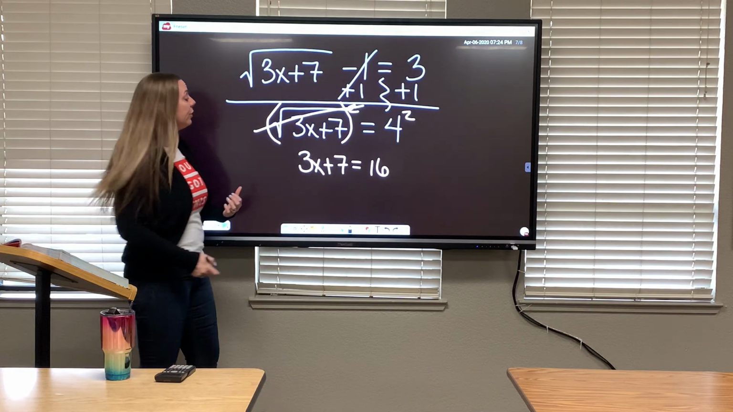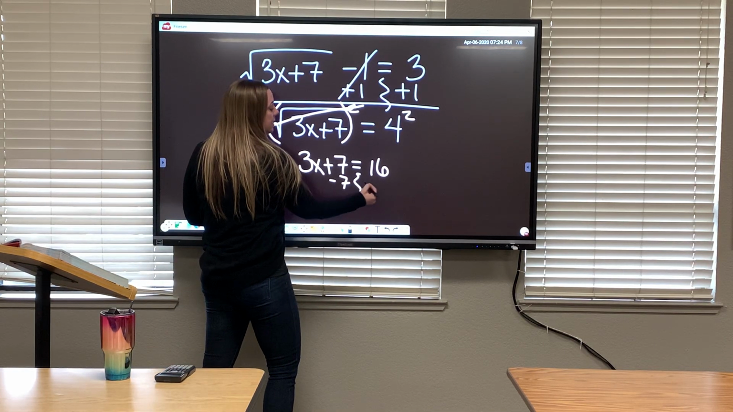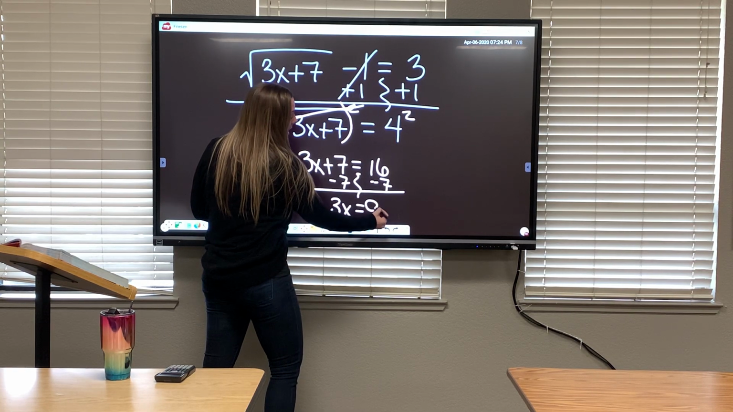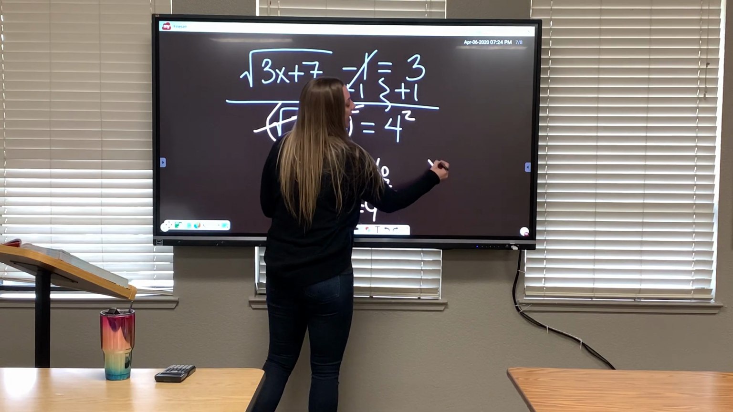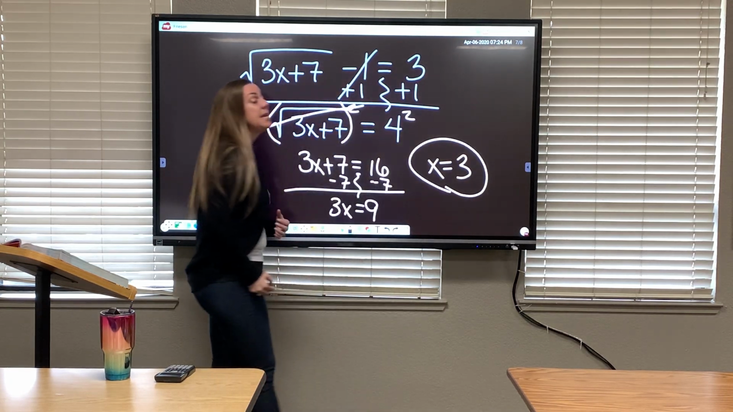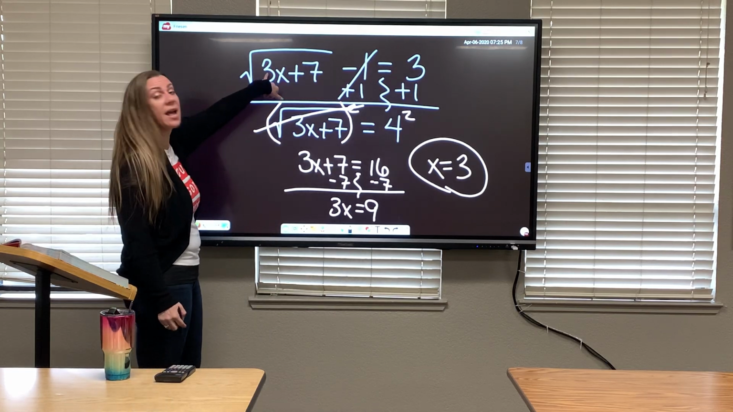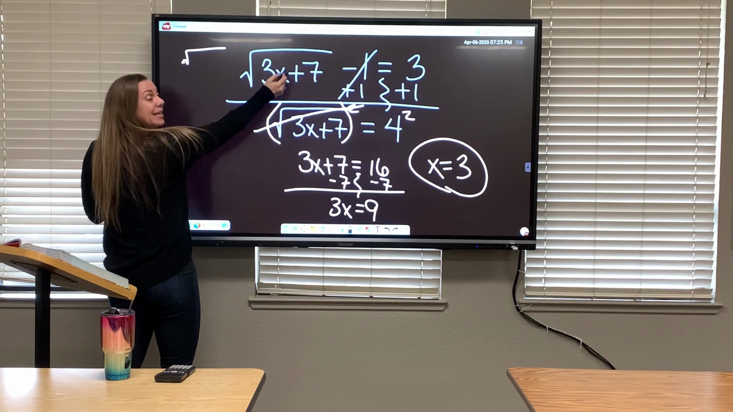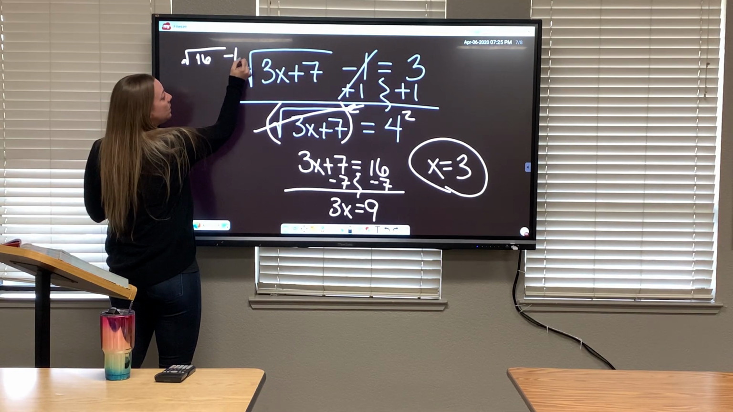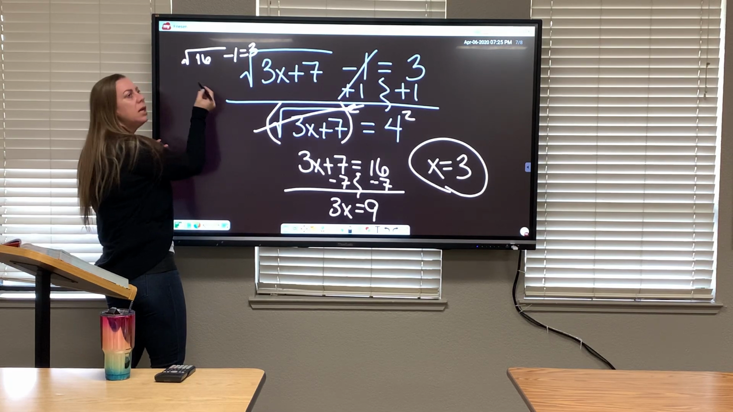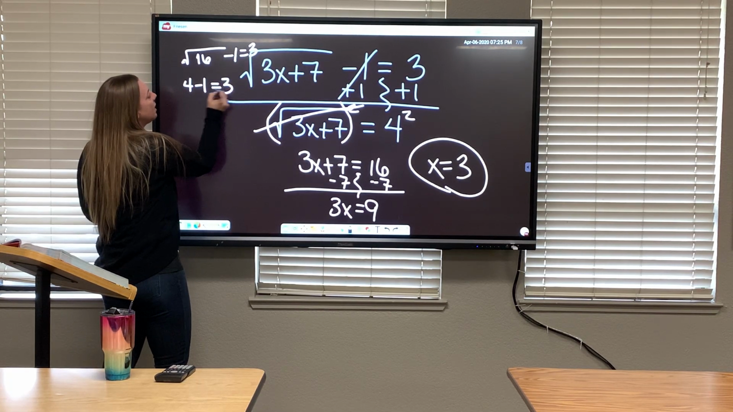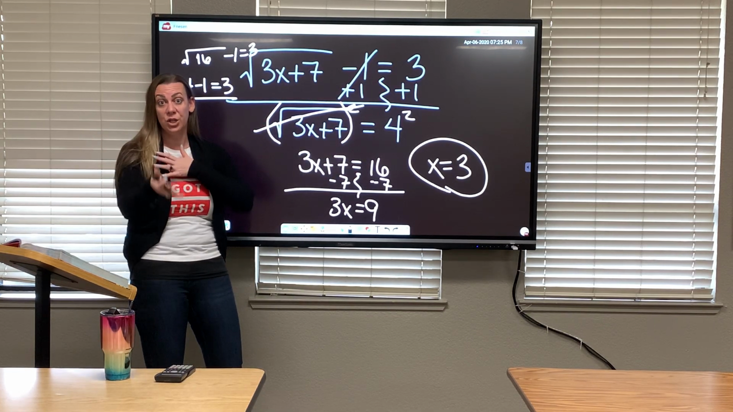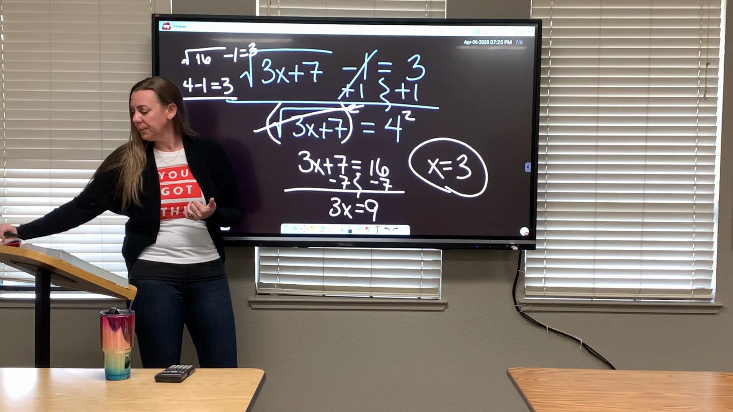I still need to solve for x, so I'm going to subtract 7, and I get 3x equals 9. Divide both sides by 3, and I get that x equals 3. Now, if we wanted to double check it, we could plug it back up in here. So the square root of 3 times 3 is 9 plus 7, so the square root of 16 minus 1 equals 3. What's the square root of 16? 4. 4 minus 1 equals 3. Look at that. So we just double checked. That works if I plug it back into the original radical equation.